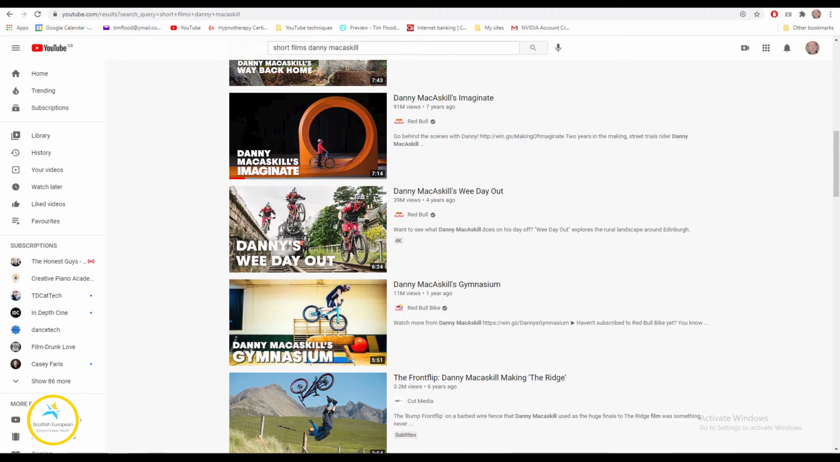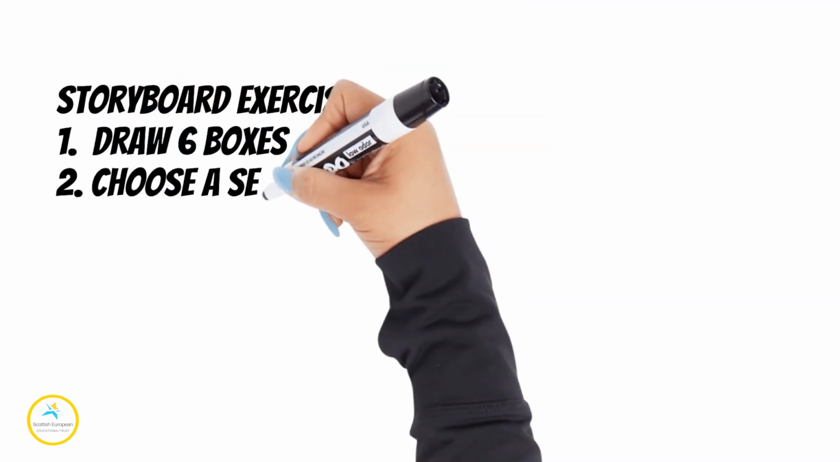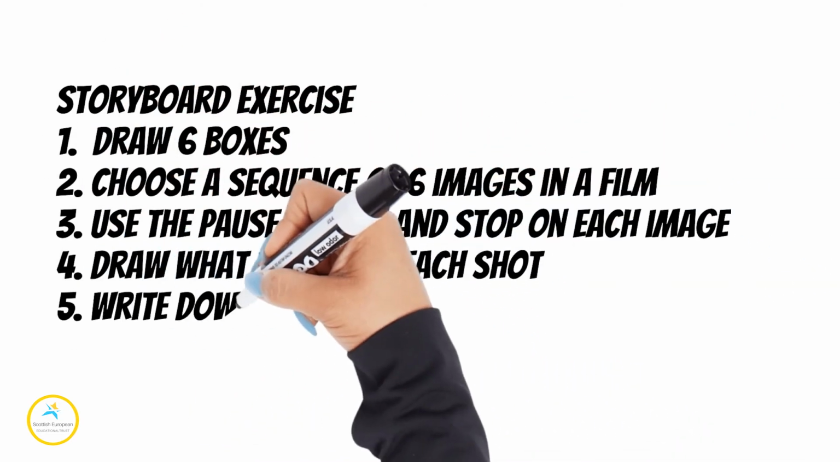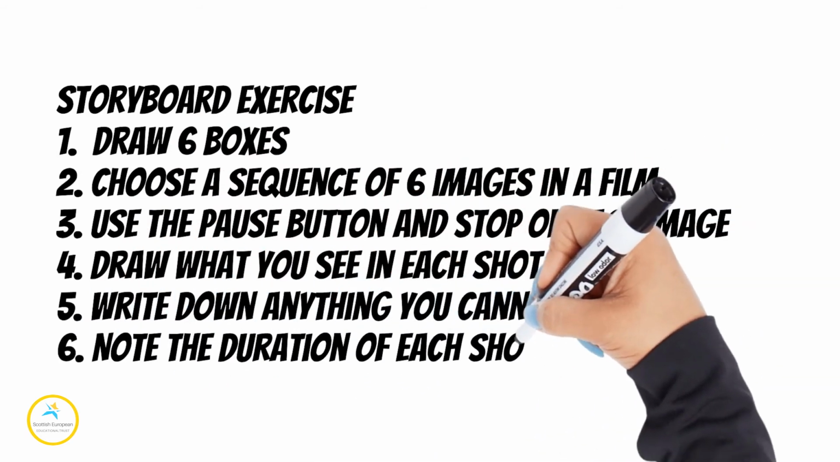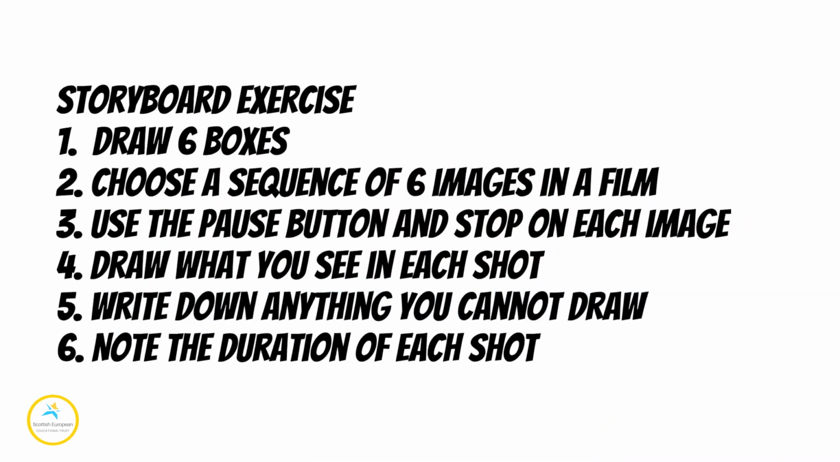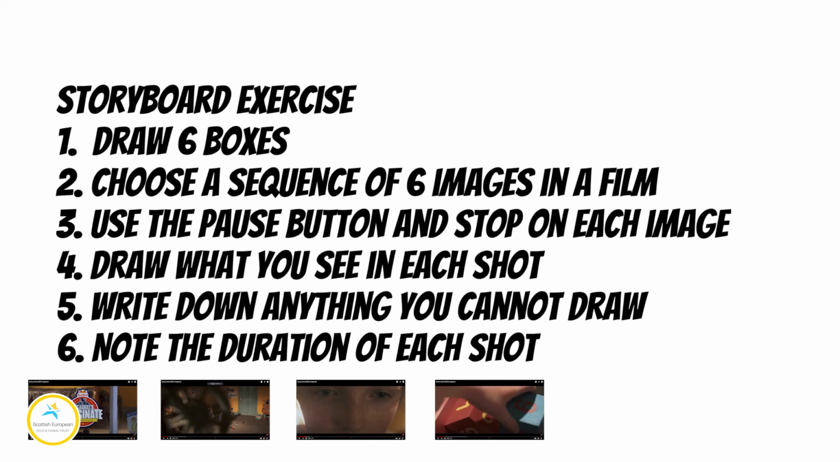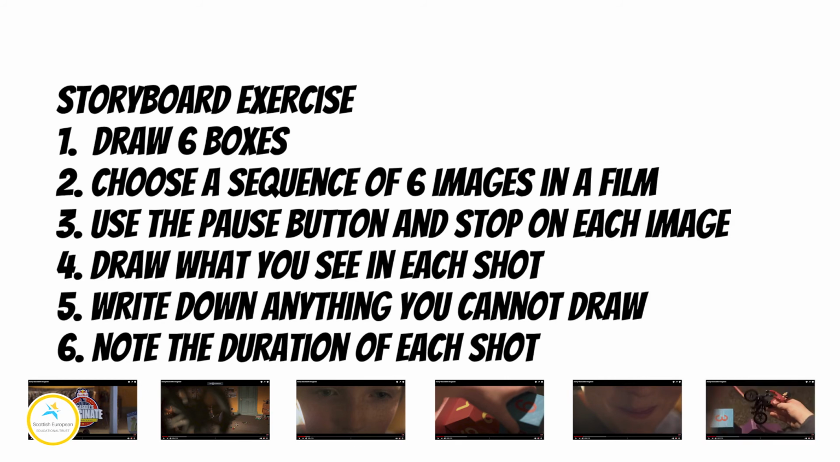And what you need to do is click on the pause button at each of these 6 points and draw what you see on the screen in each of the 6 boxes. Underneath, you can write about what you cannot draw, that is sound and movement of the actors and movement of the camera. You can also, in the corner of each box, write the duration of each shot.